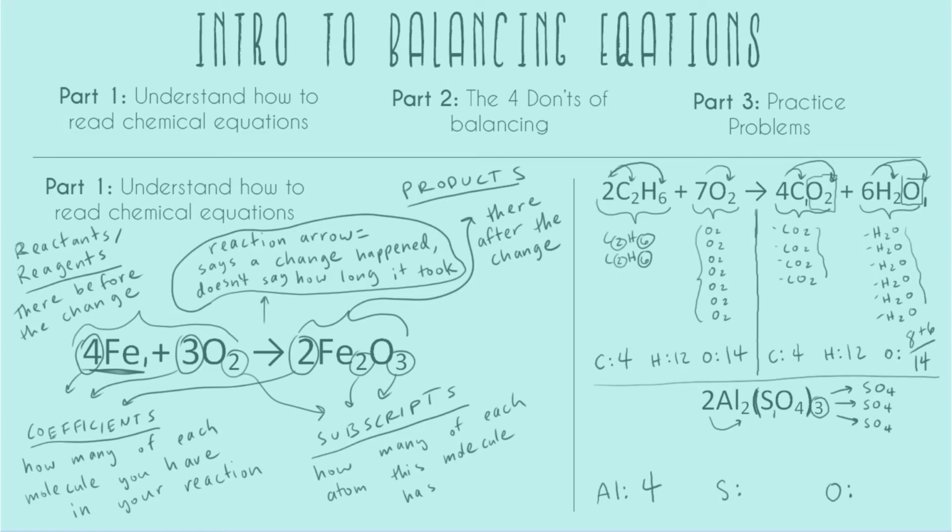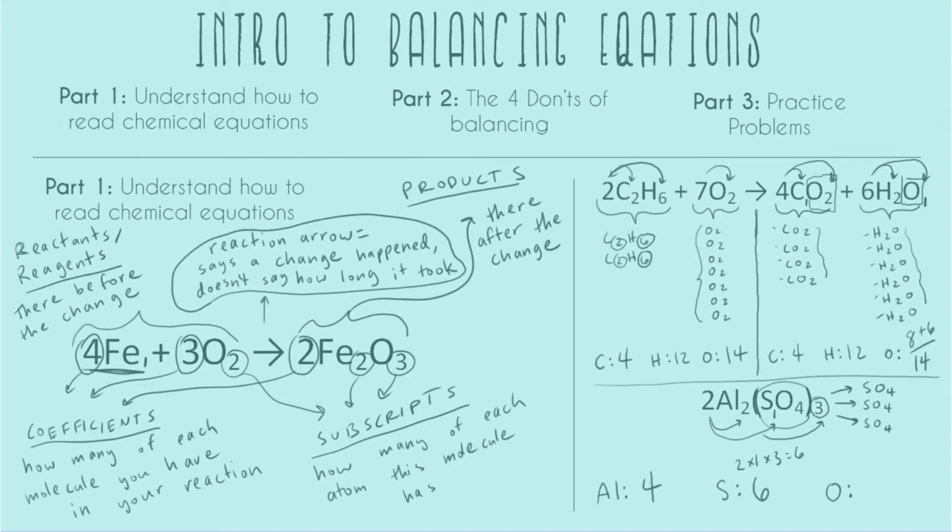And now when I do sulfur, I have to consider, first of all, this sulfur has an invisible 1 right here. And so when I'm multiplying, I do 2 times this invisible 1. And then I also have to include this 3, because this 3 is outside the parentheses, so it really does apply to everything inside the parentheses. So overall, my equation for sulfur will look like this, 2 times 1 times 3. Every single coefficient that applies, and every single subscript that applies. So when I do this, I get 6.